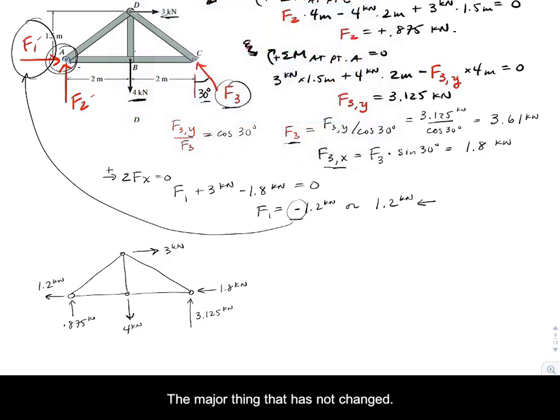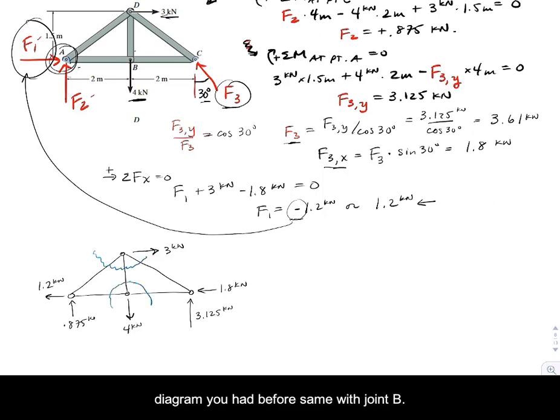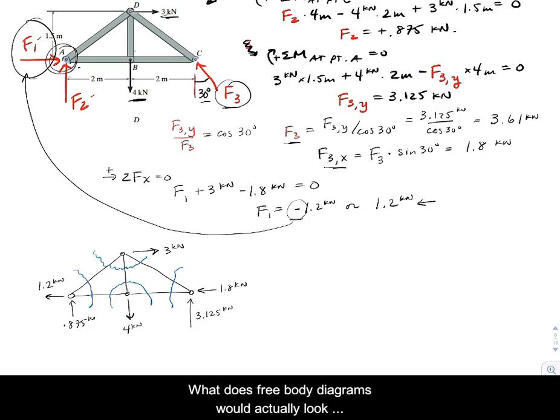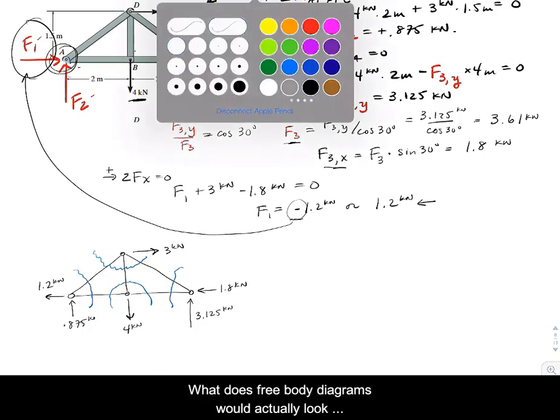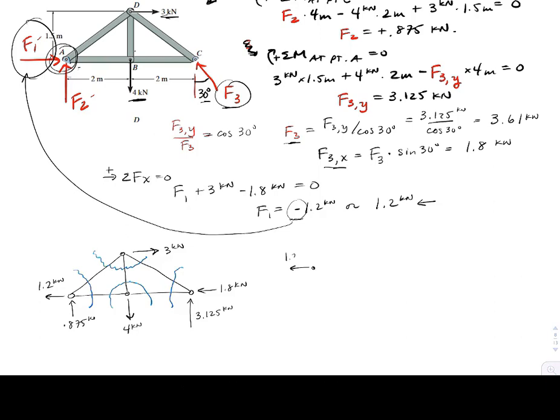So the major thing that has not changed, right? Up at joint D, we still have the exact same free body diagram we've had before. Same with joint B. But over at A and C, right, those free body diagrams would actually look quite a bit different. So let's just go ahead and draw those really quick.